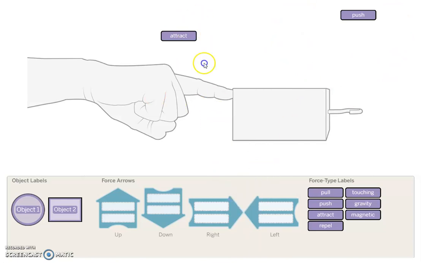So let me just get rid of all of these. Do we remember what a touching force is? That's what's happening right here. You see how we have a finger touching the block, and that is moving the block. This is a touching force. This is what a touching force would be.